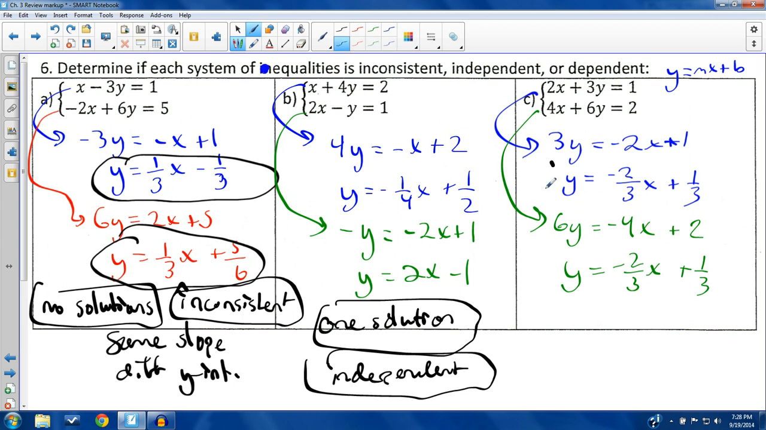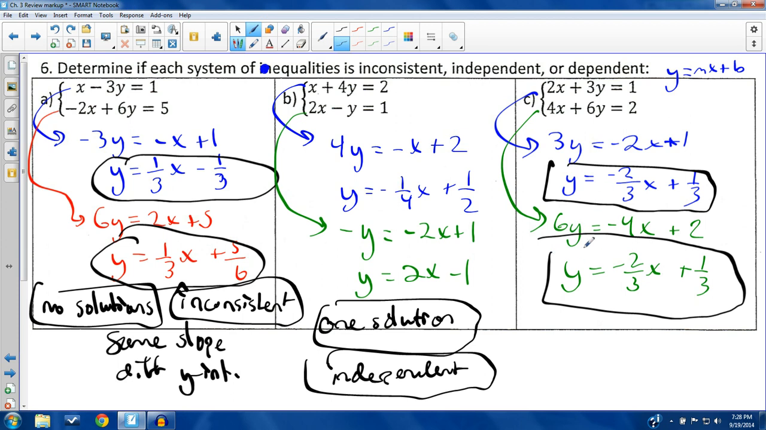Okay, now you're taking a look at y equals -2/3 x plus 1/3, y equals -2/3 x plus 1/3. Hey, they are the same equation. So if you graph them, it's the exact same line. That's an infinite number of solutions. And that is a dependent system.